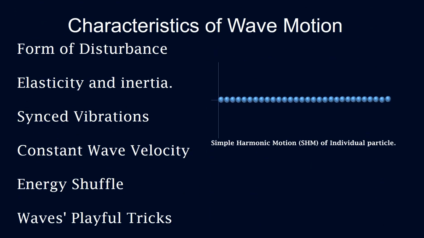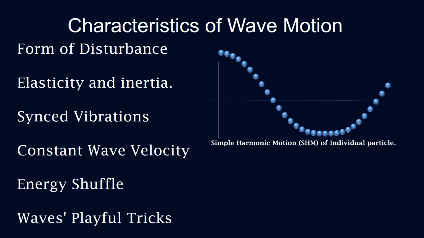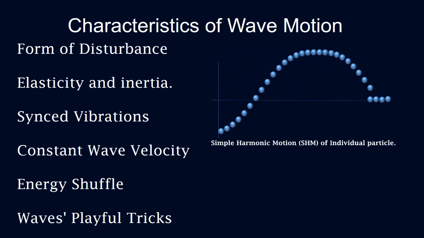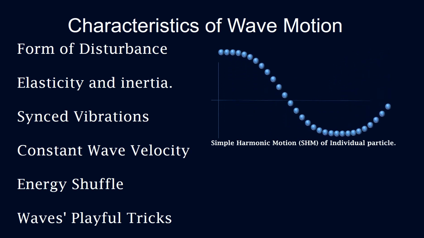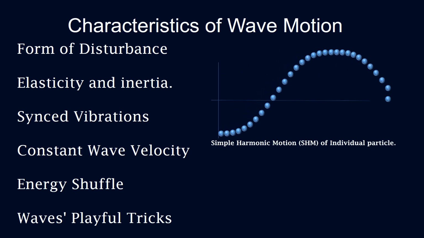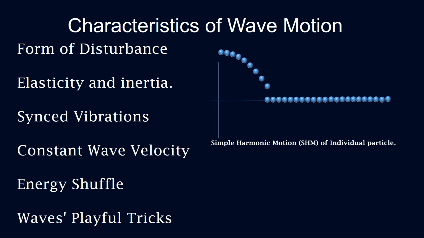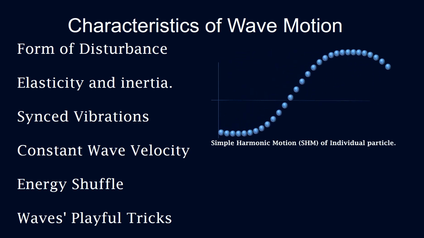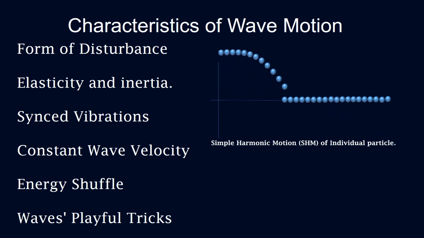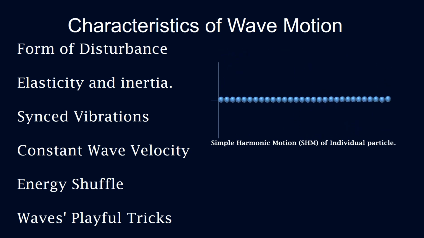Imagine a ripple effect. It is a disturbance that travels through the crowd of particles. For the wave to propagate, the medium needs to be both stretchy, that is elastic, and resistant to change, that is inertia. Not everyone dances at the same time. Each particle starts grooving a bit later than its neighbor. The wave moves at a steady pace, but individual particles speed up in the middle and pause at the end of their motion. Energy passes between the particles like a secret handshake.